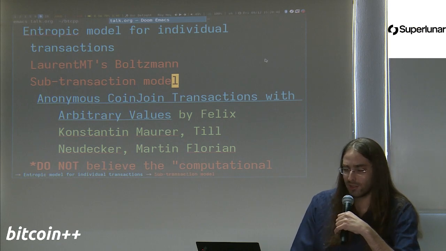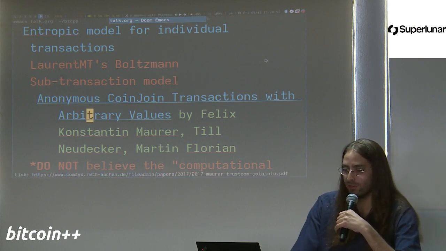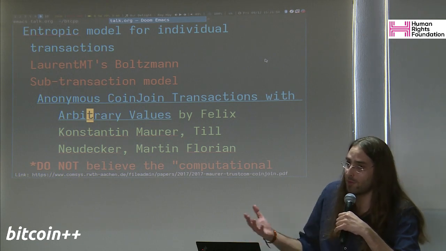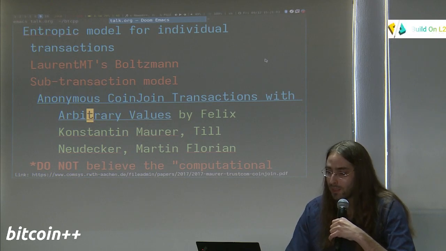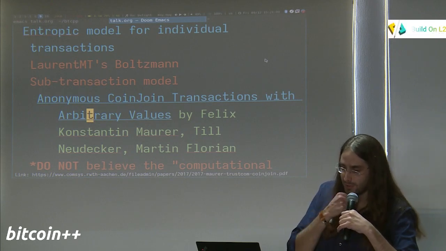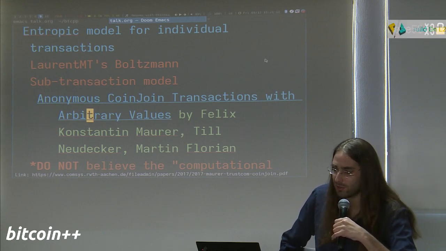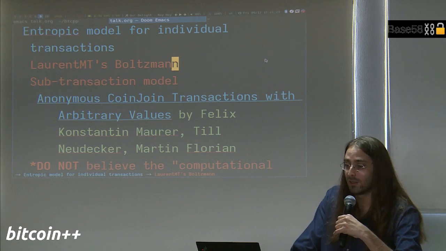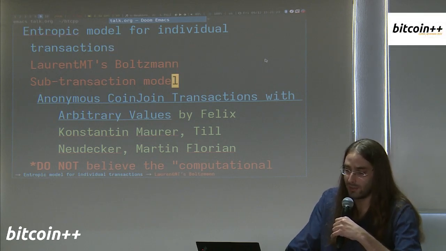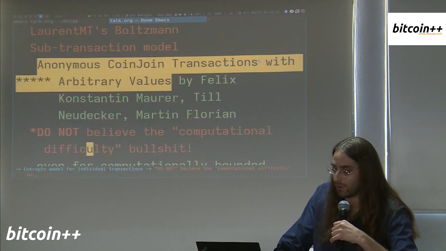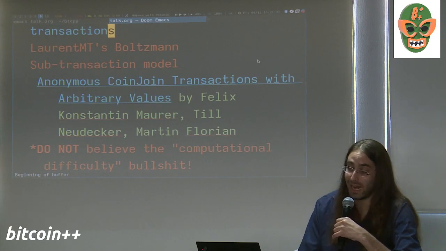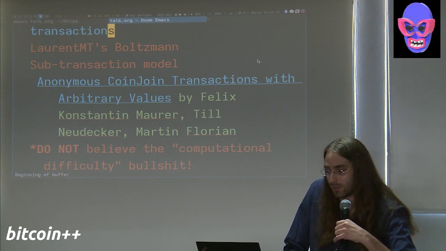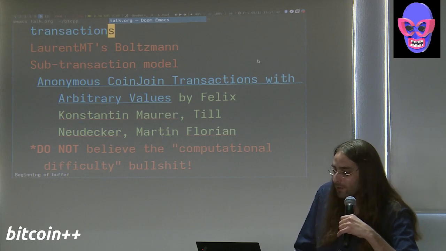And I think two years later, there was a paper called Anonymous Coin Join Transactions with Arbitrary Values, which does not cite Laurent's work, but does propose the same model, slightly more refined. They call this the subtransaction model, and they make a distinction between derived and non-derived subtransactions. So arguably, if you take their model seriously, then Laurent has slightly overestimated the entropy. And this is a very interesting paper precisely because of this model. It actually tries to propose an approach for coin joins that support payments of arbitrary amounts, but I don't find that very compelling for various reasons.